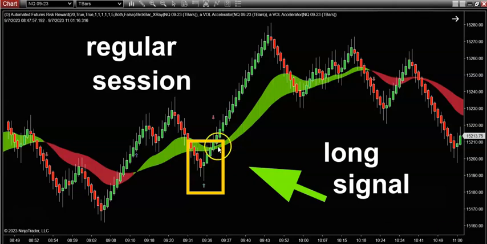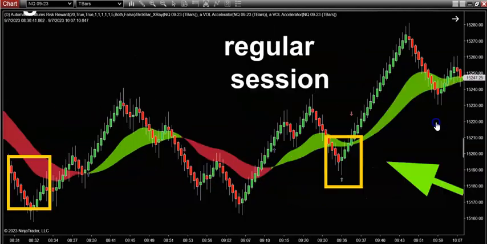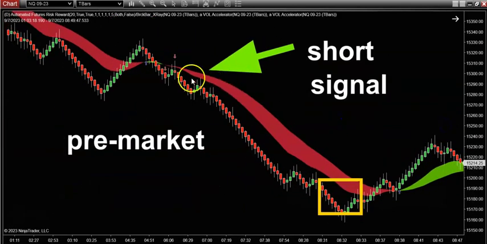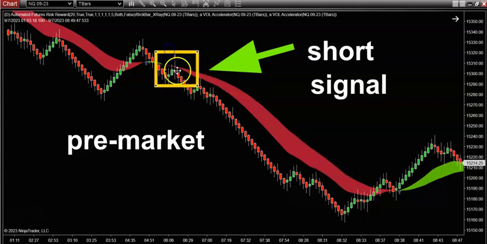So congrats to everybody that caught this trade. It was a good one, and double congratulations to everyone that caught this short in the pre-market. Jesus, this was an incredible 800 tick move. I warned you that the month of September was going to be epic, and I cannot wait to see what this market's going to give us tomorrow.